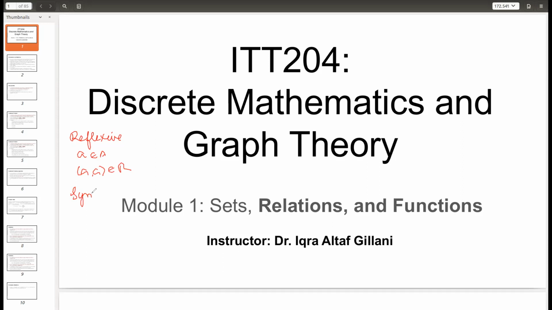Then we discussed various versions of symmetric. A relation is said to be symmetric if for all pairs A B in R, we have B comma A, or its inverse, in R. Then we saw an anti-symmetric version, which means that whenever AB is in R and BA is also in R, then A should be equal to B. If the two values in the ordered pair are not equal, then its inverse should not be there. Only then is it anti-symmetric.